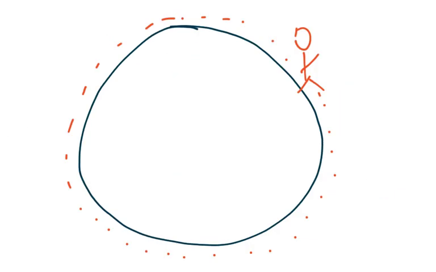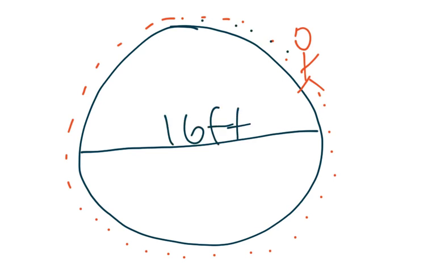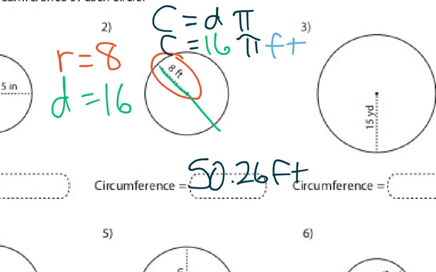And so let's just talk about that. So this guy, according to this, if the diameter was 16 feet, he would walk 50.26 feet around the house. That's what we're saying. Okay, try number 3 by yourself.